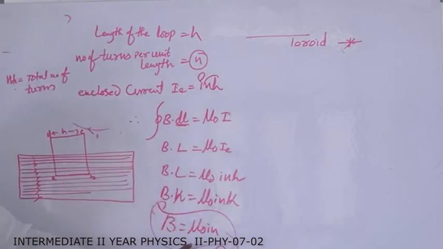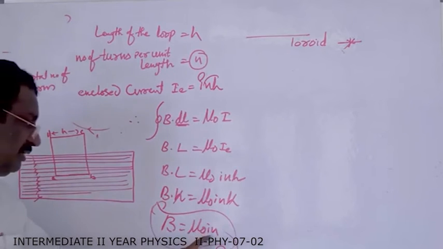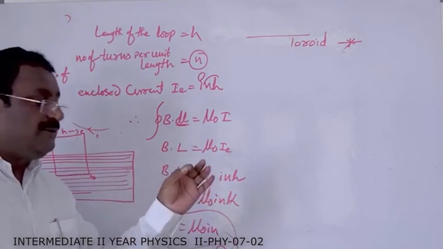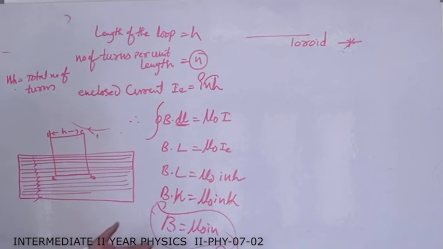Just carefully observe this equation, the magnetic field in a solenoid. What is the current in the solenoid? What is the number of turns per unit length? It is so simple to find the magnetic field.